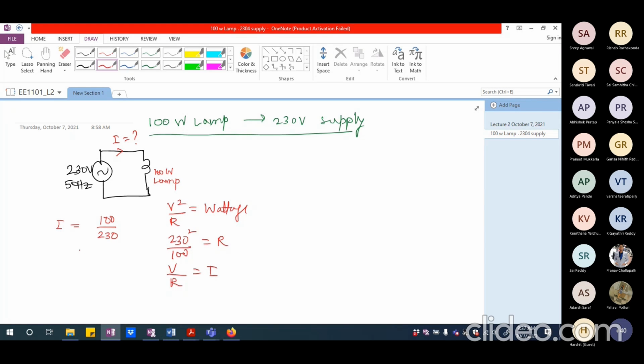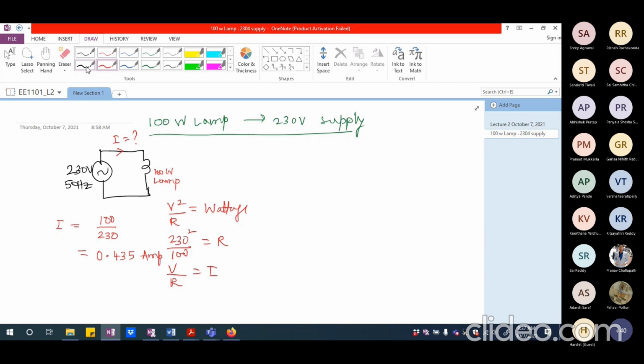So how much is the current? Can you tell me roughly? Do you have a calculator with you? I think it comes out to be about 0.4. Okay, 0.43 ampere, whatever. So this is going to be the current.